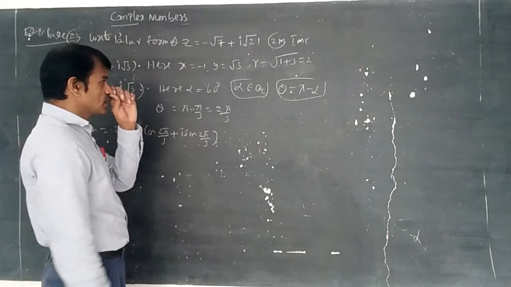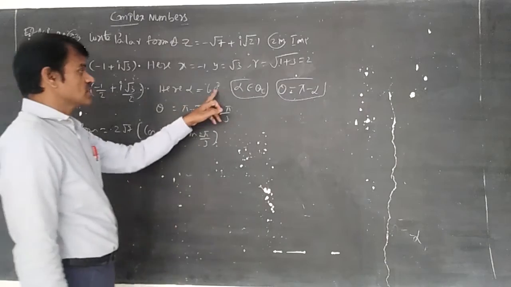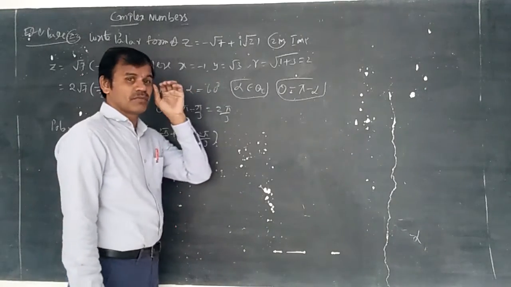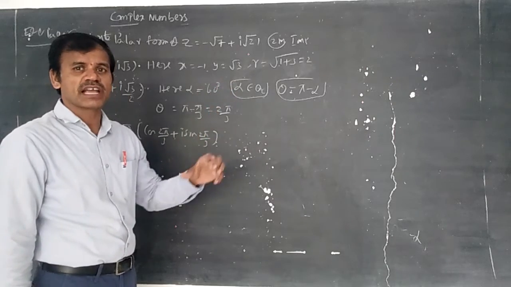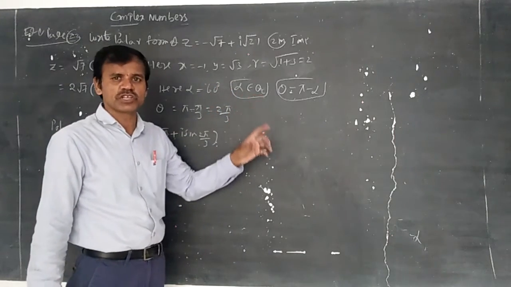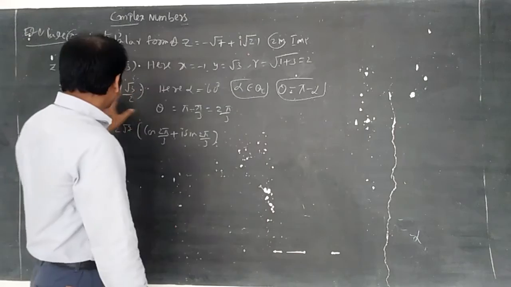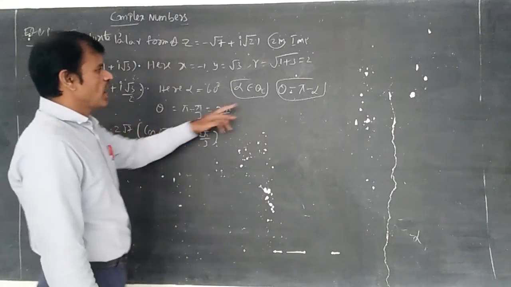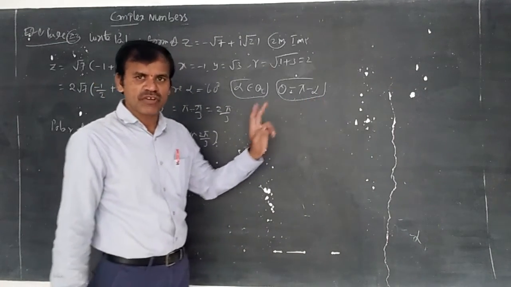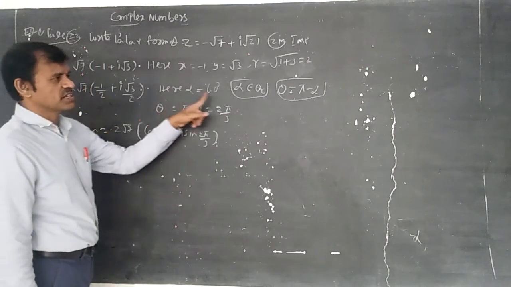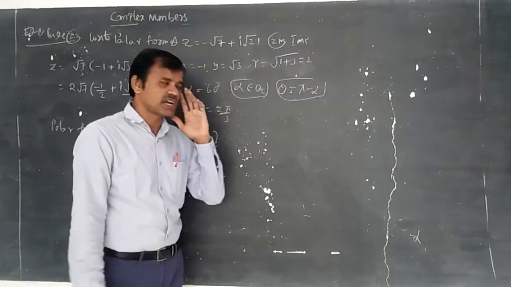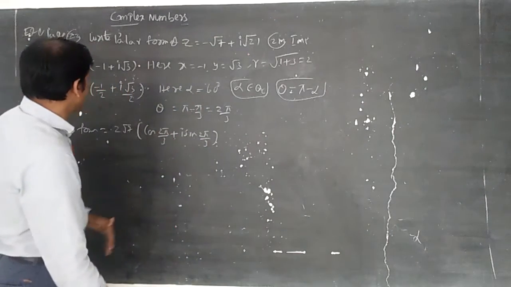Here students should not get confused that alpha is 60, but alpha belongs to Q2. Alpha means the position of the angle, where it is, in Q2. To get the value, it depends upon pi minus alpha. I am writing it here, forget about the symbol, so that you can understand. If you can understand, you can also write 2 pi by 3 directly.